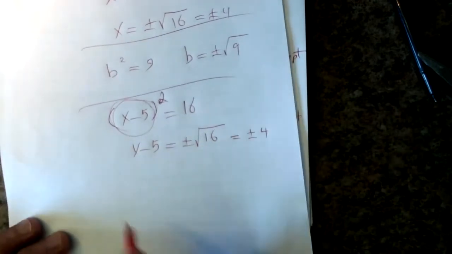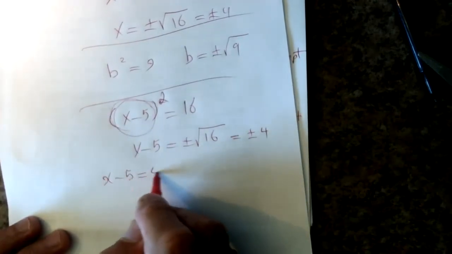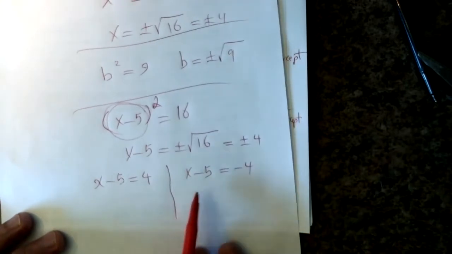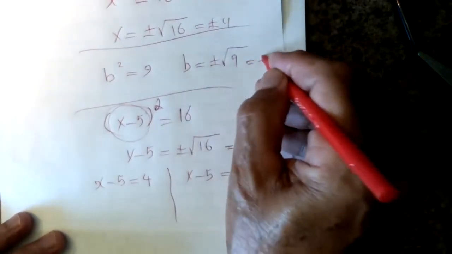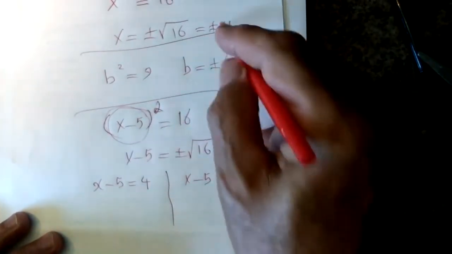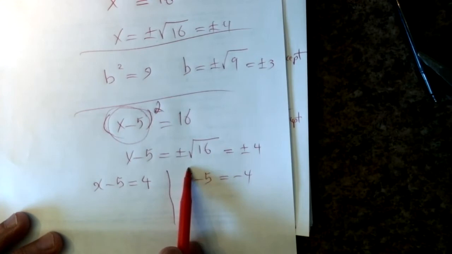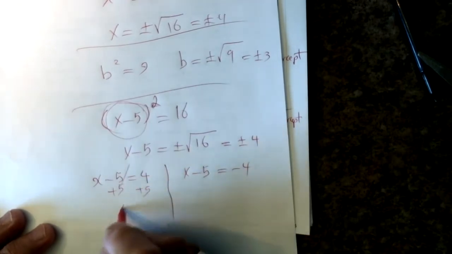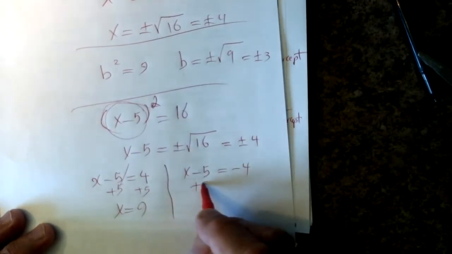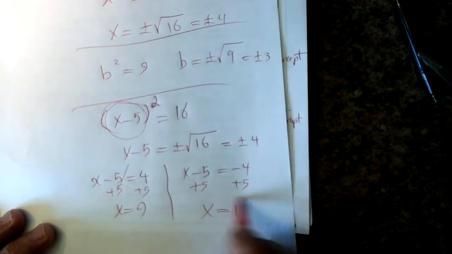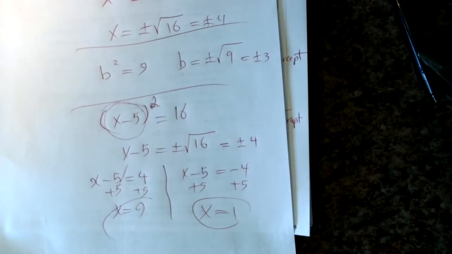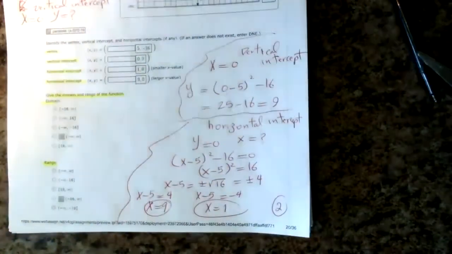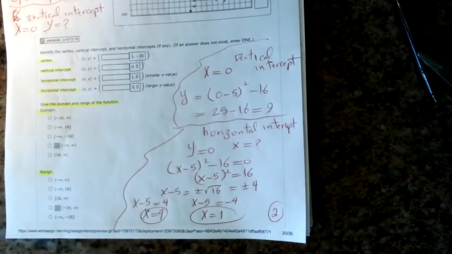Now, you have 2 equations. One is x minus 5 equals 4. The other one is x minus 5 equals -4. Why do we have 2 equations? Because remember, you always come up with 2 answers because of plus or minus. Now you solve each of these. In this one, if I add 5 to both sides, then x is 9. In this one, if I add 5, then x is 1. And that's what we did here.